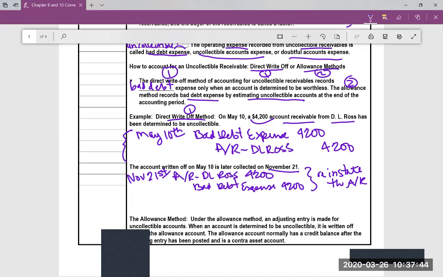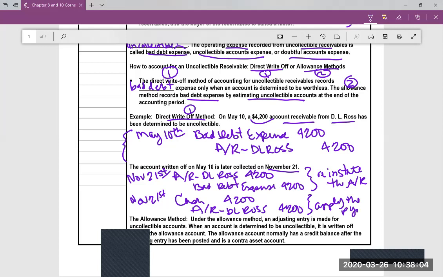Reinstate the receivable. Now, also on November 21st, we did get money in. They paid. So we're going to apply that cash of $4,200, debiting cash, and clearing out their AR once and for all. Okay, so this part is basically called applying the payment. Apply the payment that you received.